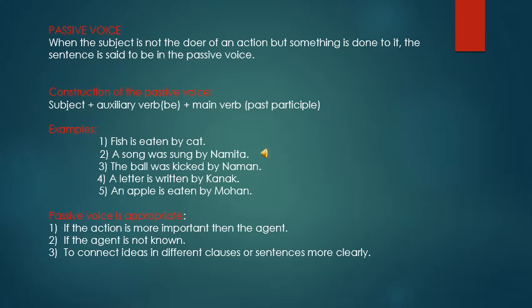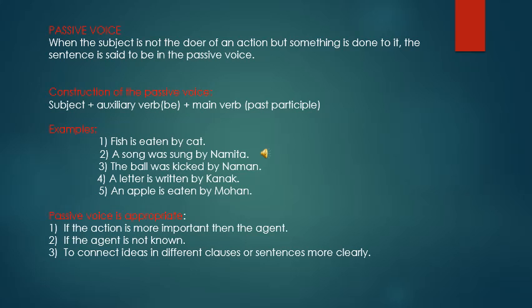Here, a song is a subject, but a song is not a doer of an action. Was sung is a verb and Namita is an agent, but the subject is not the doer of an action. So this sentence is in passive voice. Generally, you will always find a preposition in a passive voice. The ball was kicked by Naman. A letter is written by Kanak. An apple is eaten by Mohan.